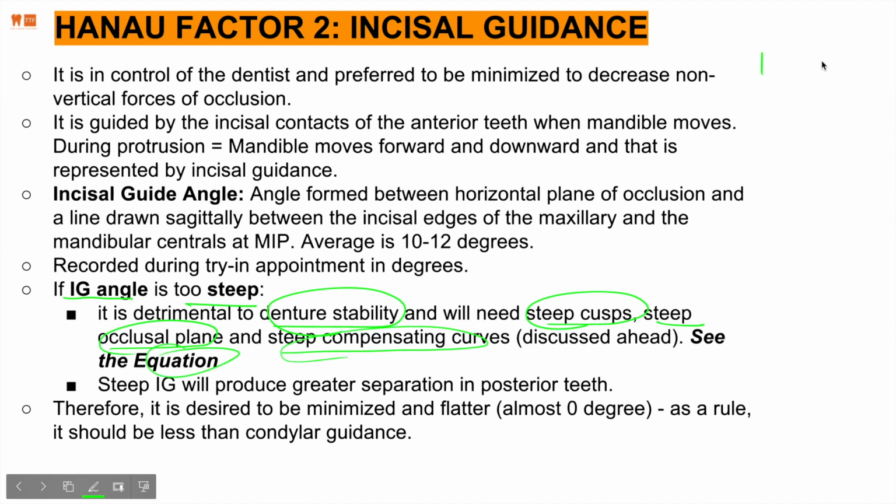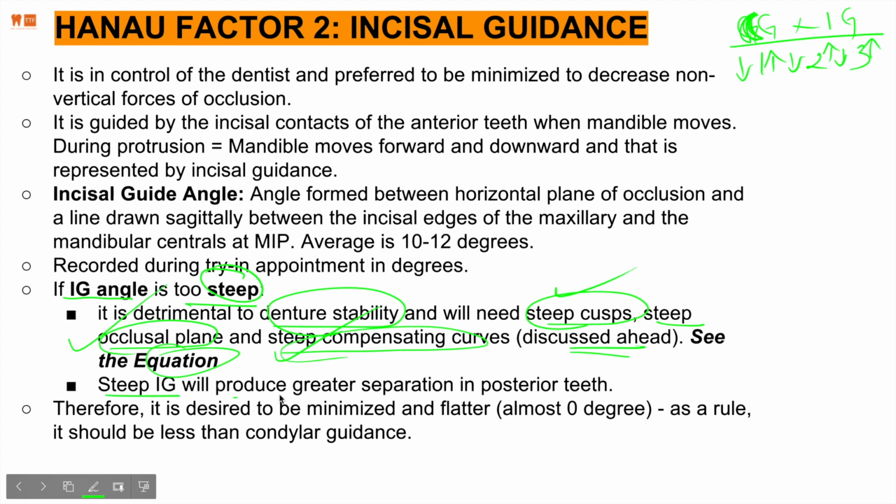Remember that the three factors that were in the bottom right here, sorry, so this is condylar guidance and incisal guidance. The three right here, they were very similar to one another. If one increases, the other increases. If the one decreases, the other decreases, right? So if incisal guidance is too steep, then we need a steeper cusp. We need steeper occlusal plane. We need steeper compensating curves. Of course, we'll discuss ahead.